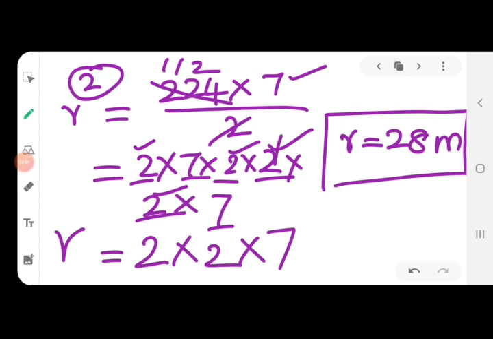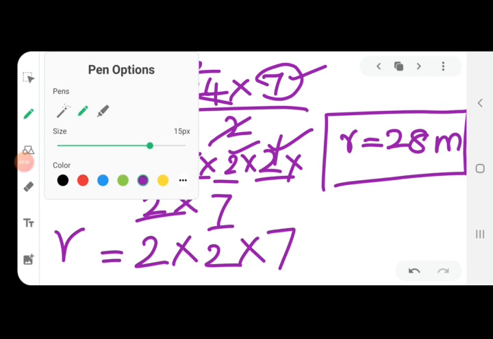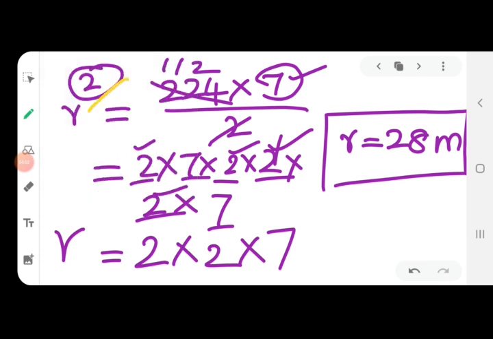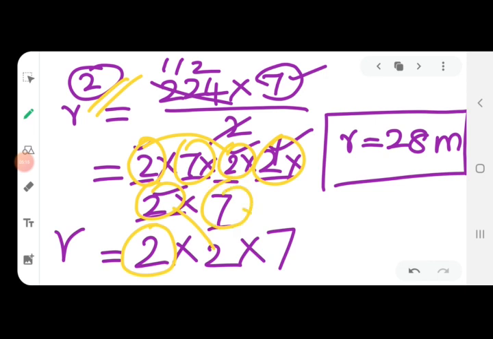You have already studied prime factorization in 6th standard. By the same method, we can write 112 as 2 into 7 into 2 into 2 into 2, and here we have one more 7. Next, since it is a square, instead of 2 times 2 we take one 2, instead of another 2 2s one 2, and for 2 7s one 7. So 2 2s are 4, 4 7s are 28 meters. That is our R value.